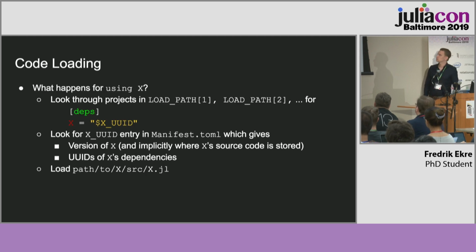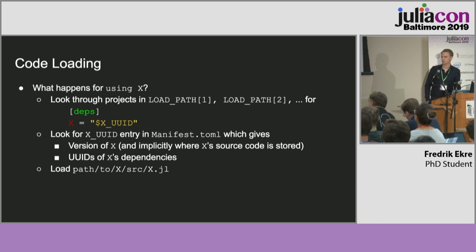So the next step is code loading. What happens when we type using X in a REPL, for example? First, we have to look up what X means, or in particular, which package is X. So we go through the load path entries, and we look for the X key in the deps section. We just look at the first entry of the load path. If we don't find it there, we move on to the second one, and so on.